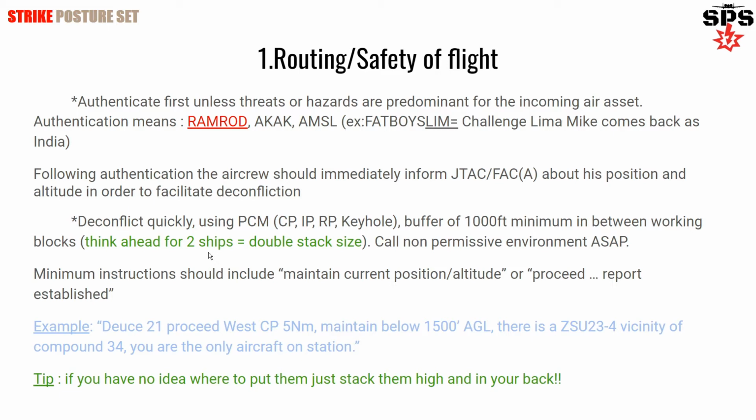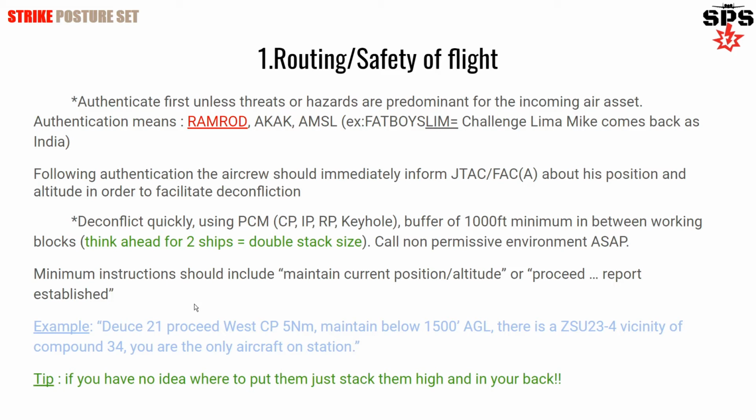So if you are showing up with a 2-ship, you will have a double stack, so you will have 2000 feet given to you for your flight. And obviously a non-permissive environment has to be called ASAP and will be done prior to the authentication in that case. The next phase is the routing now. So there will be the deconfliction, and that's part of the routing.